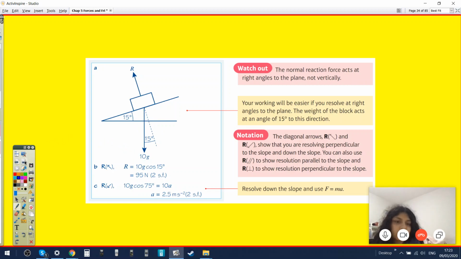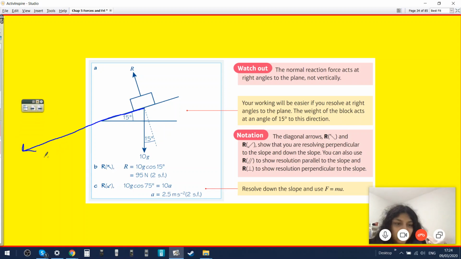Any questions? I don't understand why that one is 10g sine 15. I thought it would be properly making up the force, and that is making up the force. Well, yeah, it is. Oh, it is still making up the force. So you can draw it any way as long as it makes up the force. Okay, I did not know that.